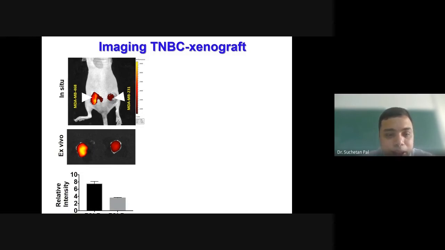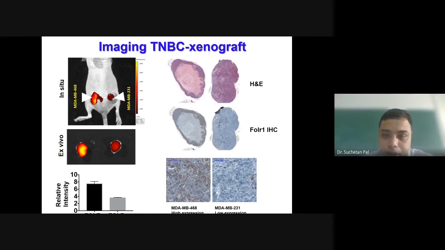This is the ex vivo, which means you have resected the tumor out from the body of the mice, and you can see this left hand side tumor has higher fluorescence compared to the right hand side tumor. Okay, so that means you are actually targeting the folate receptor positive tumor.